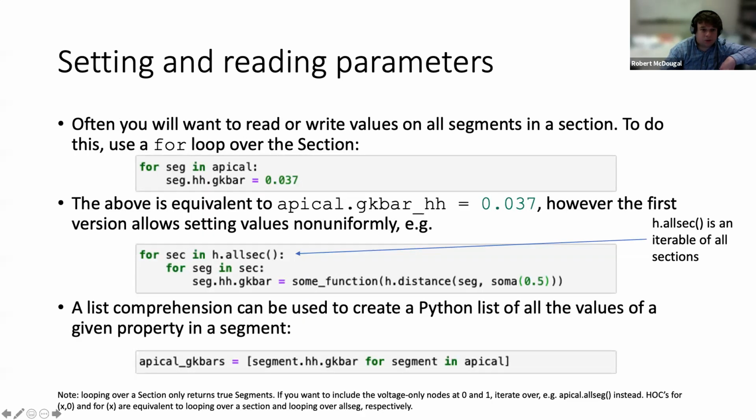If I want to set all of the segments within an apical to be the same variable, I could just loop over all the segments. If I do some sort of calculation based on the segment location, I can do that here as well, right? That might be the real case where I want to loop over something instead of just assigning it to the section. I can loop over all of my sections using for sec in h.allsec. Remember, h.allsec is not technically a list, but it's effectively a list of all of the sections in our model.